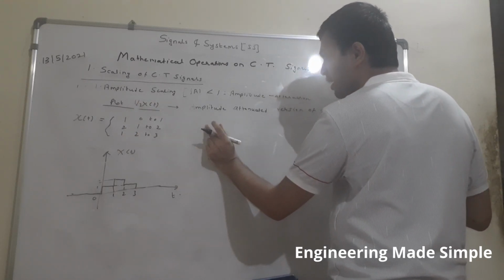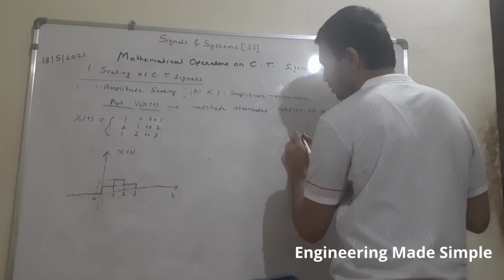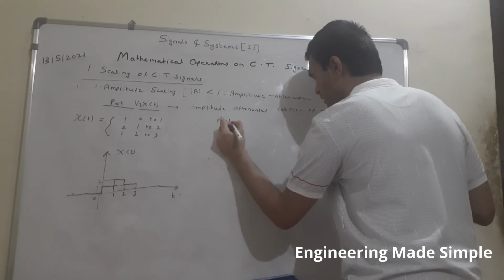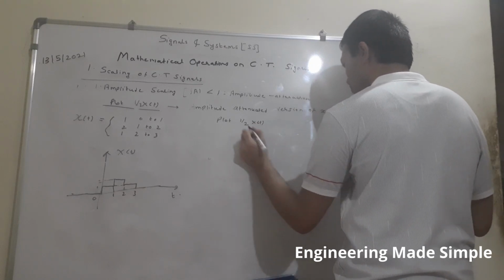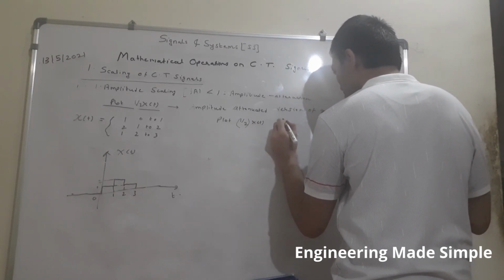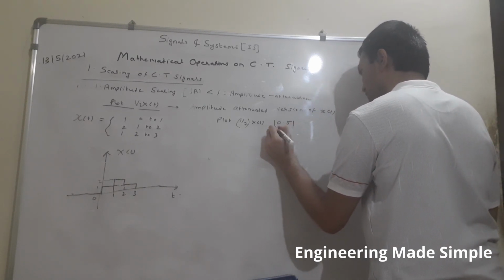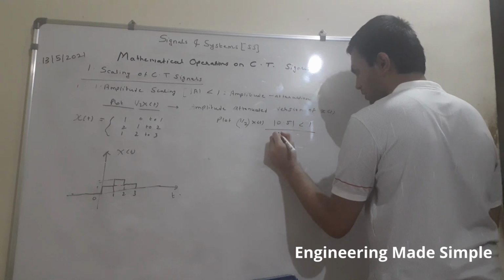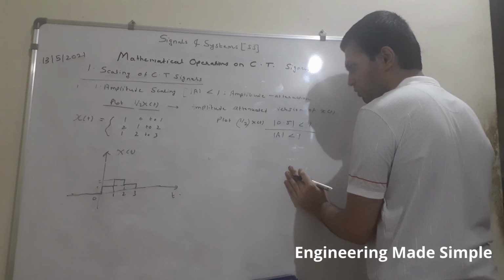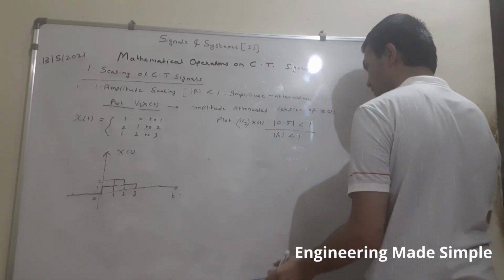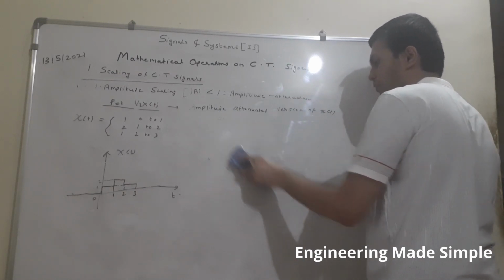Now we are asked to plot half times x of t. So we are interested in plotting the amplitude attenuated version, half into x of t. Half is our constant A in this case, but what is the value of 1 by 2? 1 by 2 is nothing but 0.5, and 0.5 is less than 1. So that satisfies our condition, our constant value is less than 1. This particular plot will give me the amplitude attenuated version of the given signal x of t. So now let us plot that.